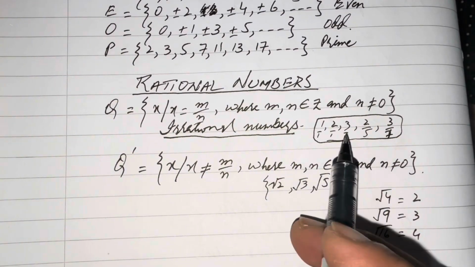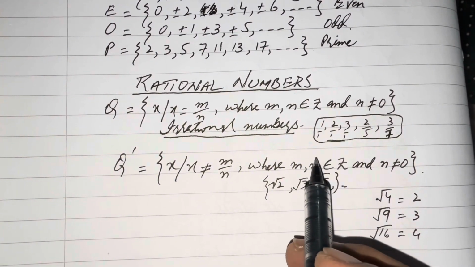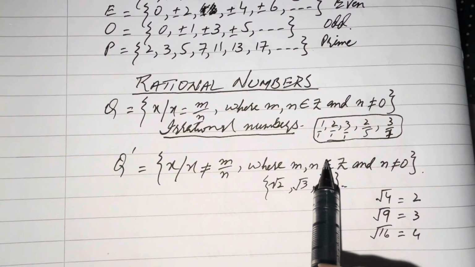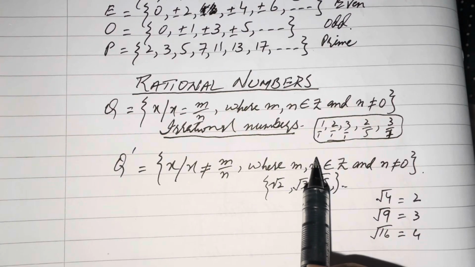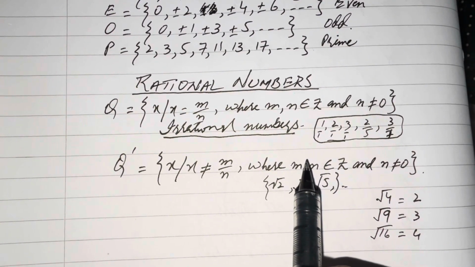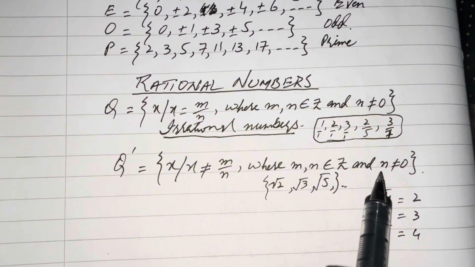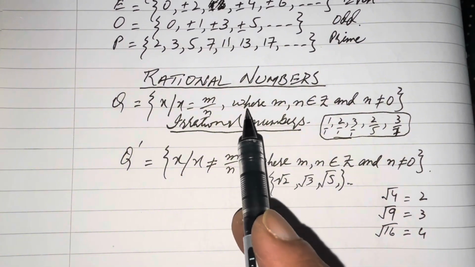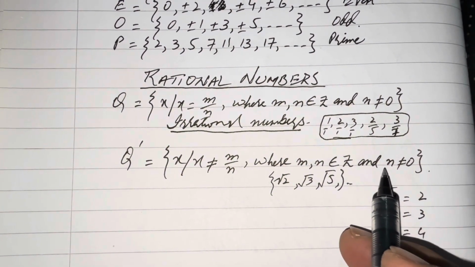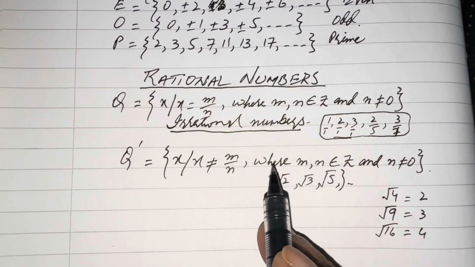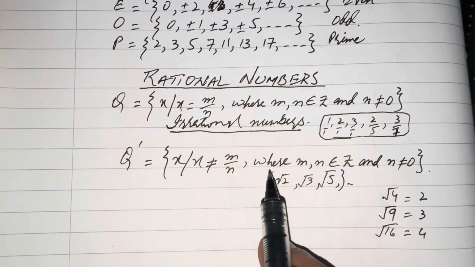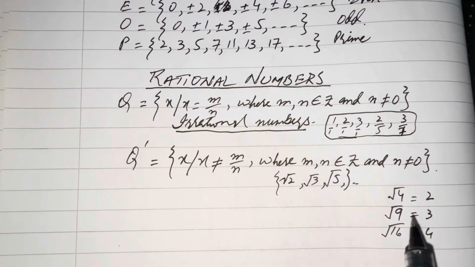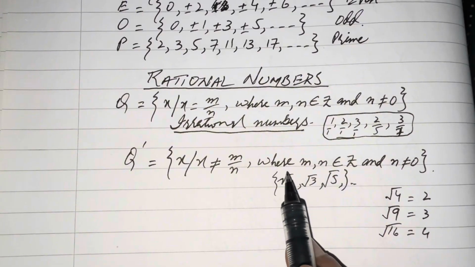So n not equal to 0 is the common thing in both of these sets, in rational numbers and irrational numbers. It means if we divide any number by 0, the answer will become infinity. That's why these sets cannot be written with the denominator 0. So all the numbers with under root signs except the complete squares are called the irrational numbers.